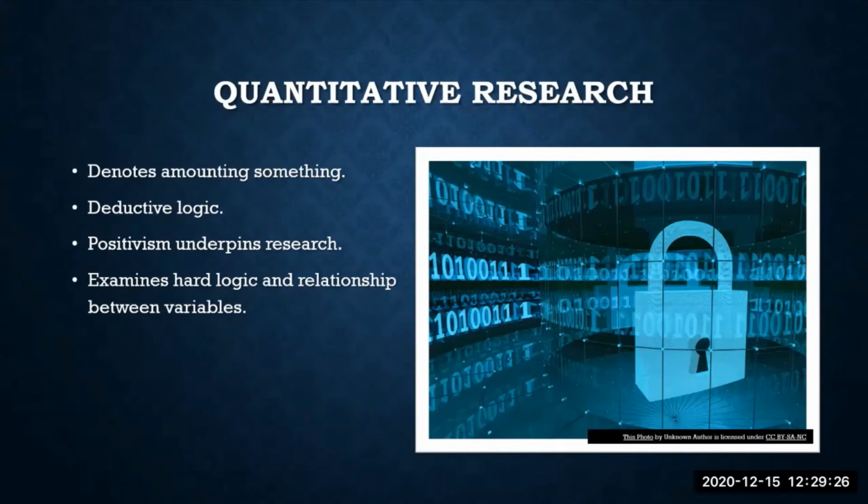Quantitative research is very black and white, very data driven. Some of the key characteristics, again, is that it denotes measuring something. So, why is the sky blue? The sky is blue because of X, Y, Z, and it's usually supported by a hypothesis, conducted by the research, and it's either validated or it's not, based on whatever the research tells you. Deductive logic and positivism underpin the research, as well as examining the hard logic and relationship between the variables.